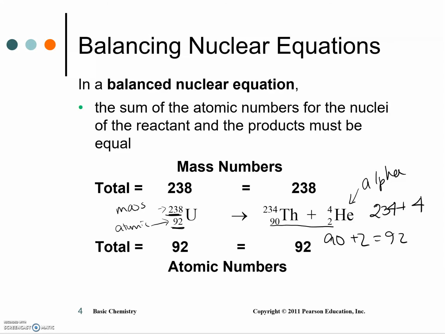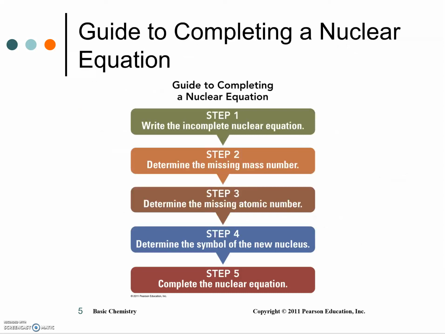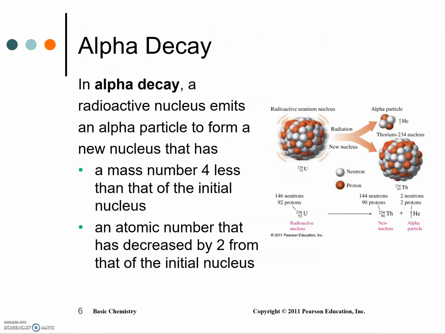That's where the conservation of mass comes in. Anytime you're writing these, there are 5 steps that are for sure going to get you through any equation. First of all, you want to write the incomplete nuclear equation, then figure out what's missing. How do I get back to that original total mass? Then I go to the missing atomic number, figure out what's missing there, find our symbol, and finally complete the nuclear equation. So let's take a look at alpha decay.